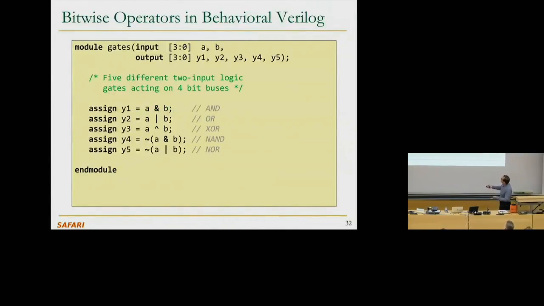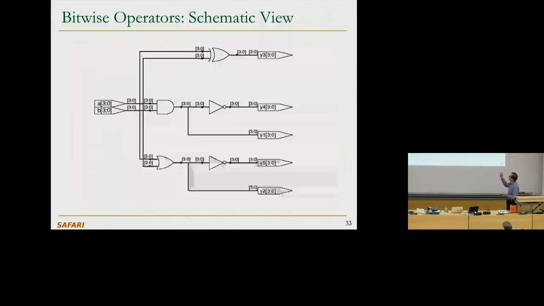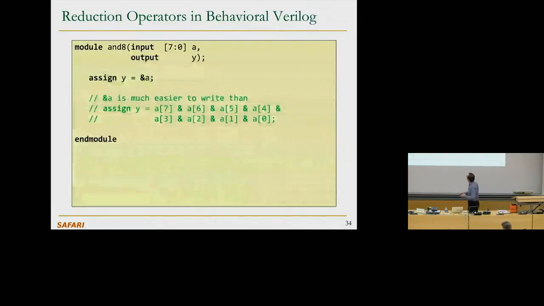Okay, so these are bitwise operators in behavioral Verilog. You can see that the inputs are 4 bits, outputs are 4 bits, and this is how you do bitwise AND, bitwise OR. Bitwise means bit 3 of A gets ANDed with bit 3 of B, then bit 2 of A gets ANDed with bit 2 of B, bit 1 of A gets ANDed with bit 1 of B, and then bit 0 gets ANDed with bit 0. And then the results are stored respectively in bits 3, 2, 1, 0. That's bitwise, right? And similarly, you can do XOR, NAND, NOR. It's nice. And then this is the circuit that you get if you synthesize it.